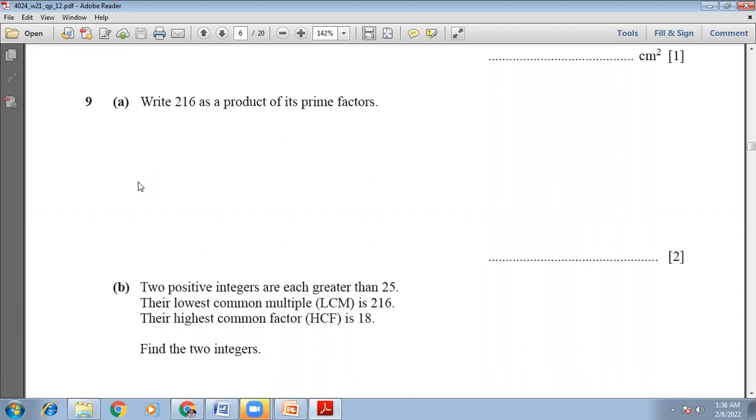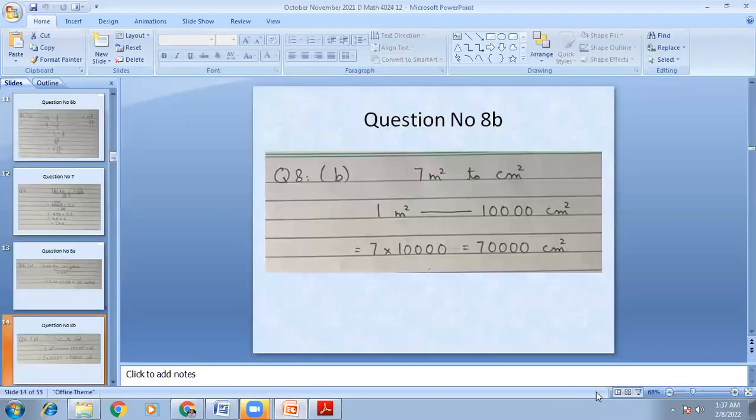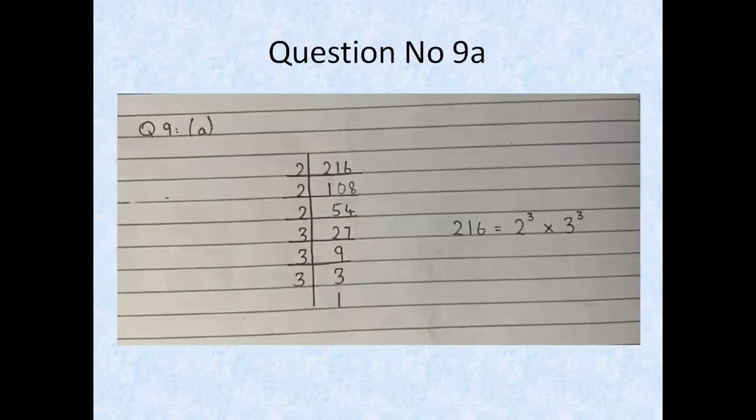Write 216 as a product of its prime factors. Okay. So let me show you. So 216, I will divide with the 2. So you get 108. Divide with 2, 54. Divide with 2, you get 27. Divide with 3, you get 9. Divide with 3, you get 3. Divide with 3, you get 1. So 216 is basically 2 raised to power 3 and 3 raised to power 3. So the prime factorization of 216 will be equals to 2 cube multiplied by 3 cube.